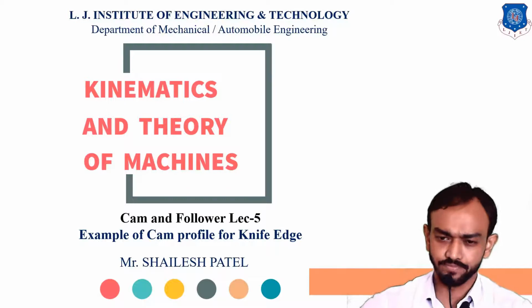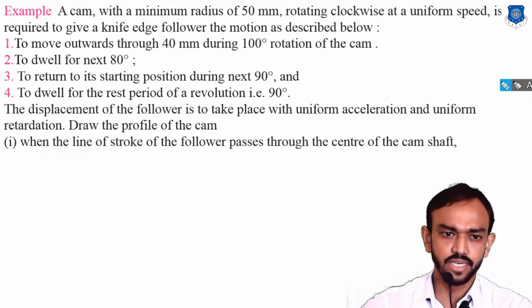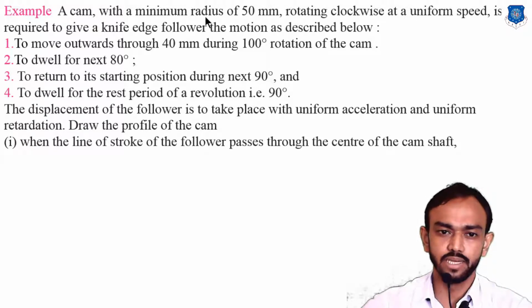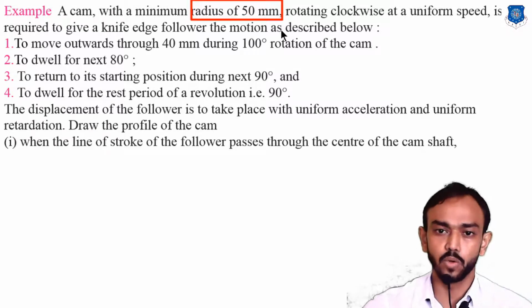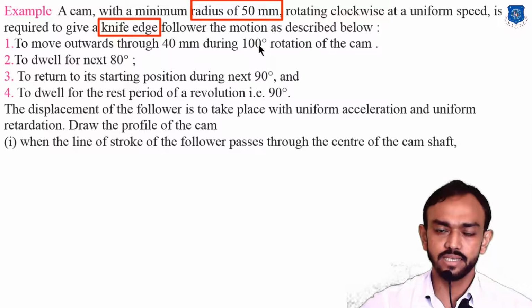Okay, let's start. First of all, you can see the given data for this example. A cam with a minimum radius of 50 mm, rotating clockwise at uniform speed, is required to give a knife edge follower motion as described below.